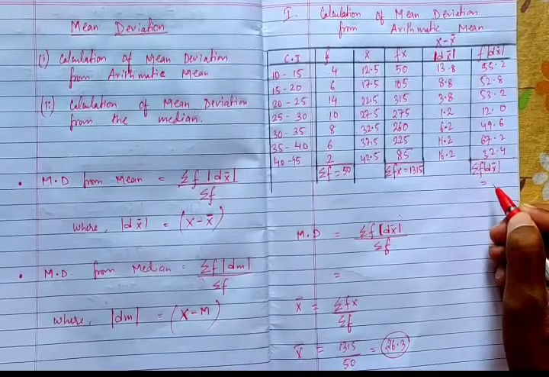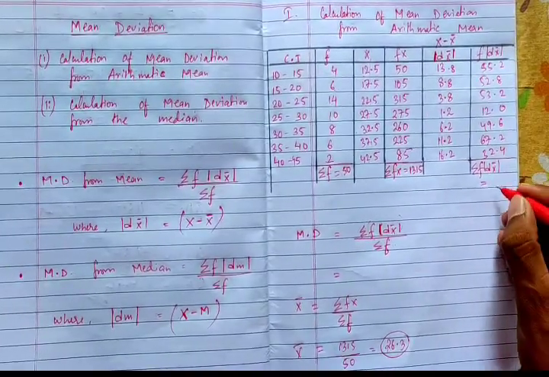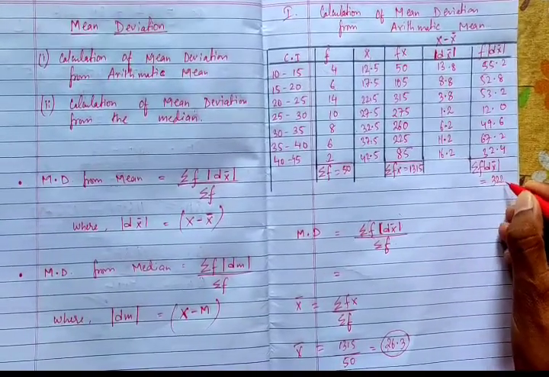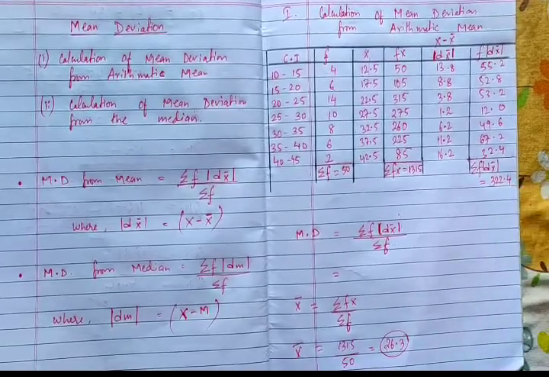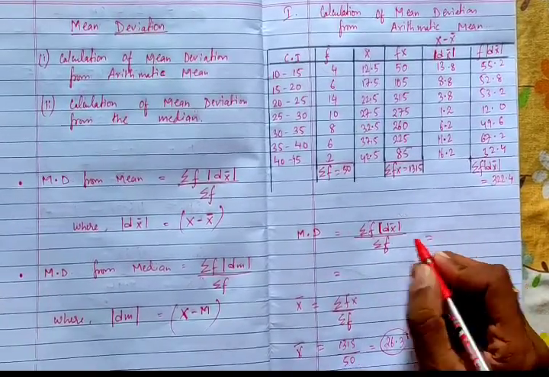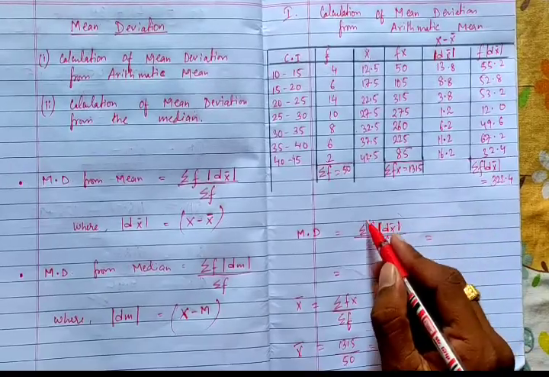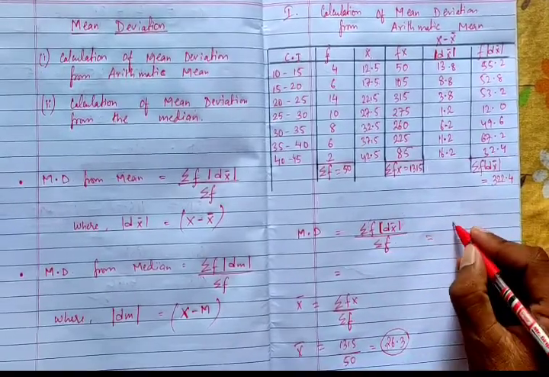Now we need this total, this summation f dx bar. How much will we get in this total? When we total this, you will get 322.4. So now we'll put these values in the formula. So summation f dx bar, how much did we get?